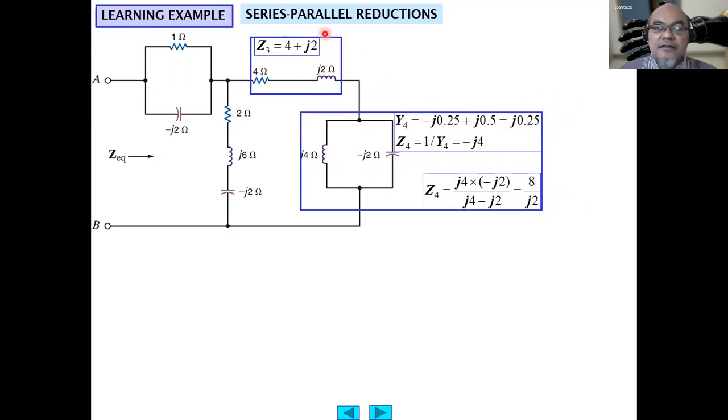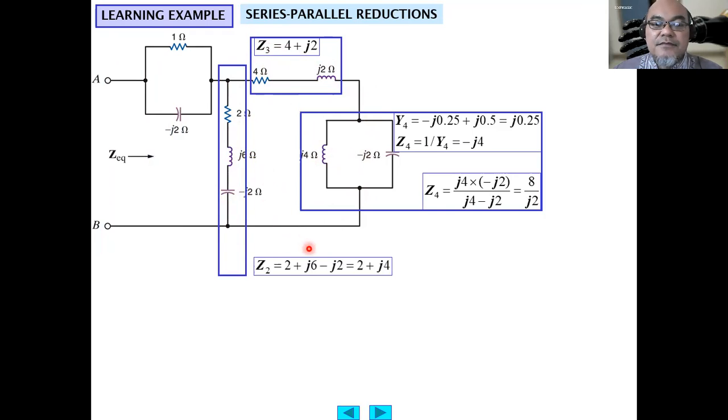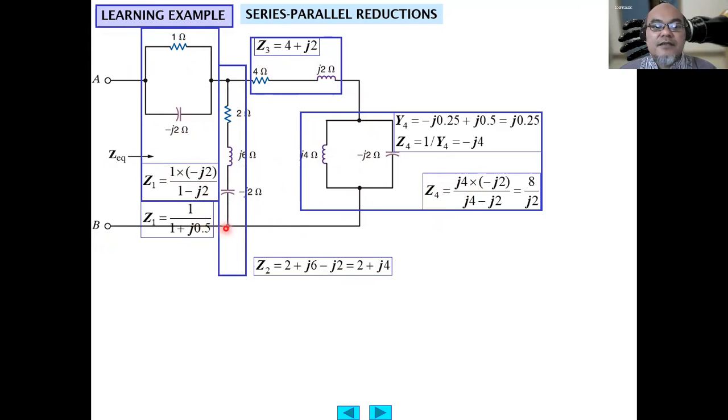Then we start with the series. We can simplify by immediately adding the two: Z3 equals 4 plus J2. And this is also in series now. First, we calculate here in series 2 ohm plus J6 minus J2, so it becomes 2 plus J4. This is in parallel, so we calculate similarly to before, and then we obtain Z1 equals 1 over J plus 0.5.